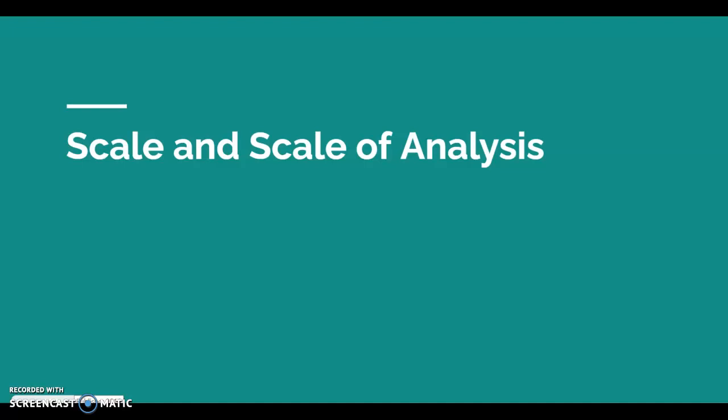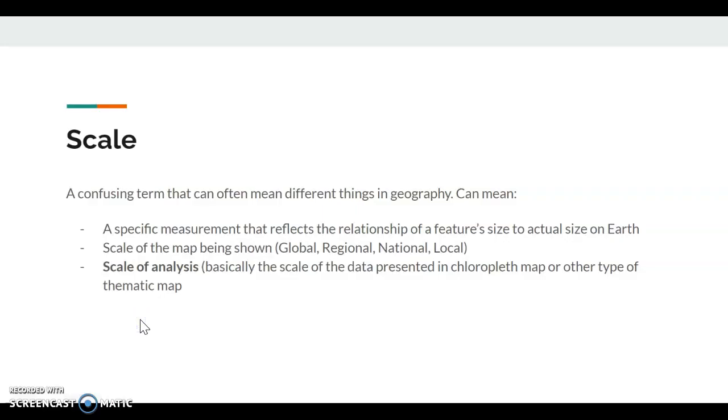In this video, we're going to talk about scale, which is frequently a part of maps that we will look at, but has a couple other uses within geography. So we're going to talk about the different ways we use the term scale, what they mean, and then what scale means when we're looking at a map. So the first slide is talking about the different uses of the term scale. Scale is a confusing term because it has a couple different variations of the same meaning.